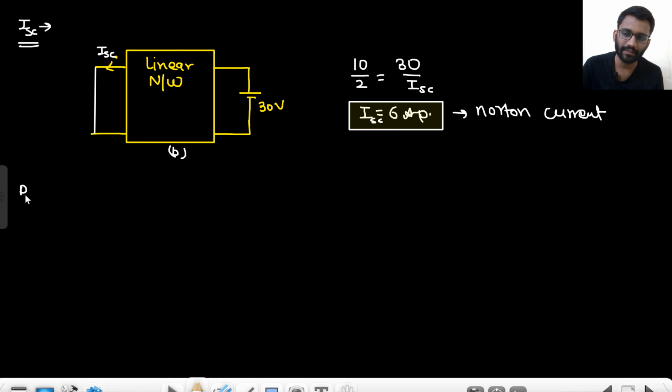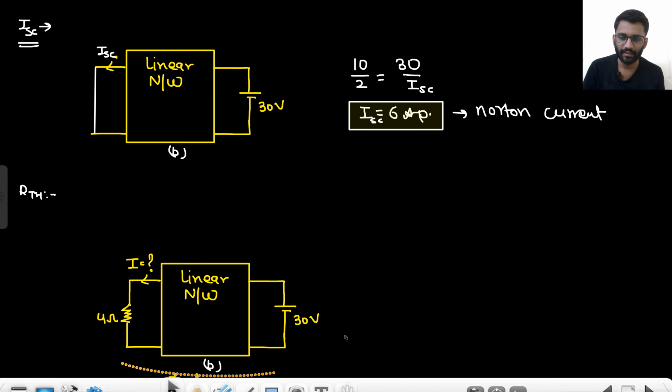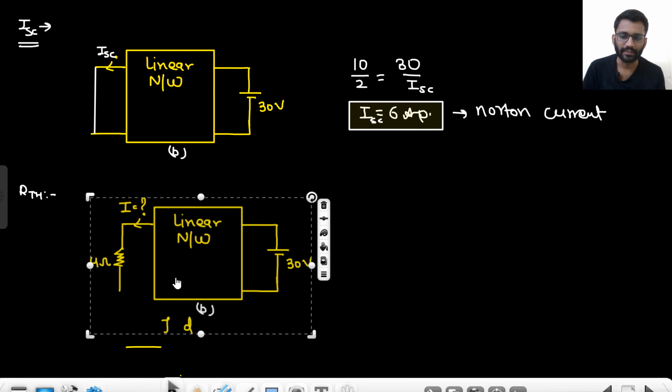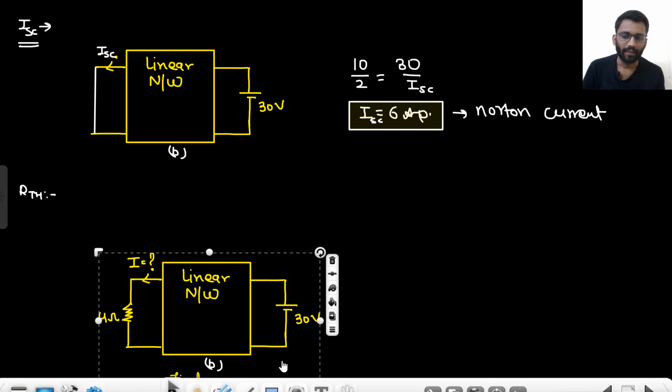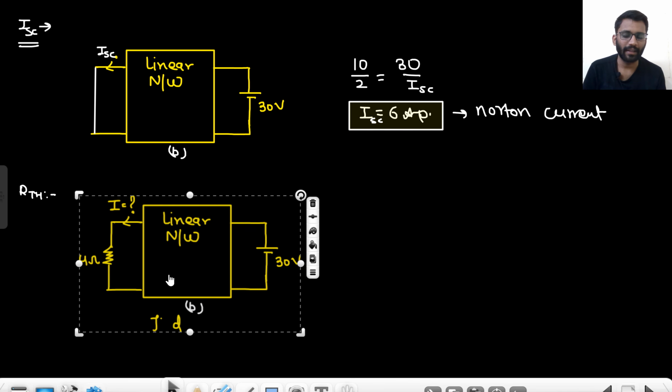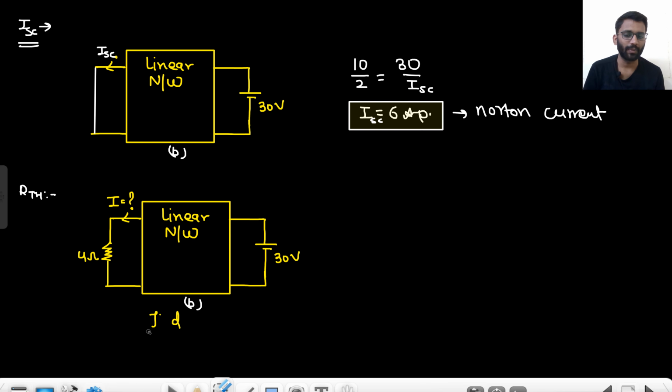Now try finding RTH. How will you find the RTH? Copy the same circuit and just do the things that you need to do. Why are we applying this method in this circuit? Because we can't really apply the direct theorem, neither can we apply superposition. We can only apply the VTH, RTH concept. That's how we need to think.